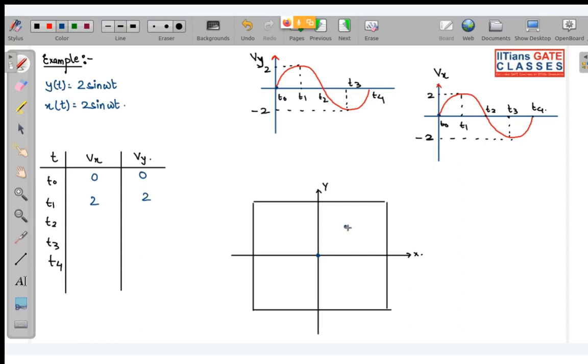Okay, 2. Now next is T2. Both of them have 0 voltages, so once again it is going to come over here. Then you have T3, which is minus 2, minus 2.